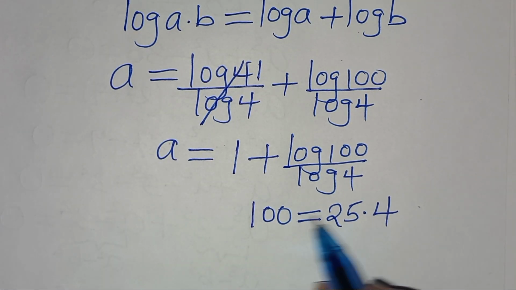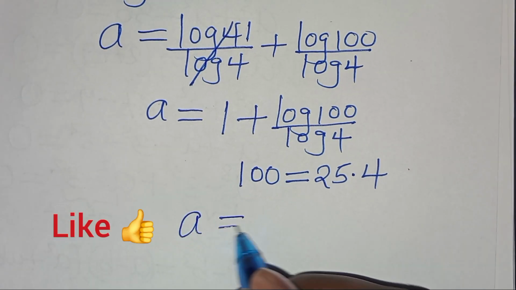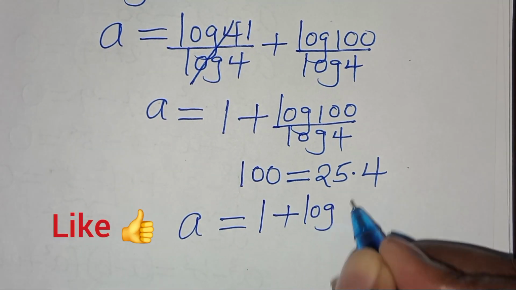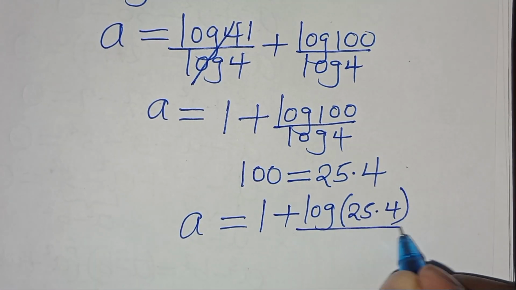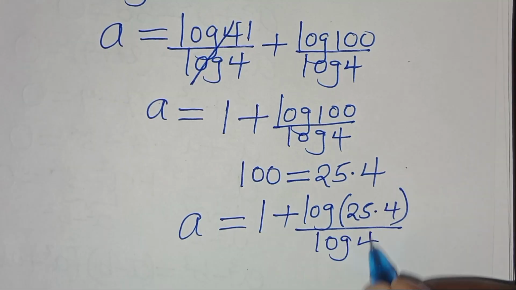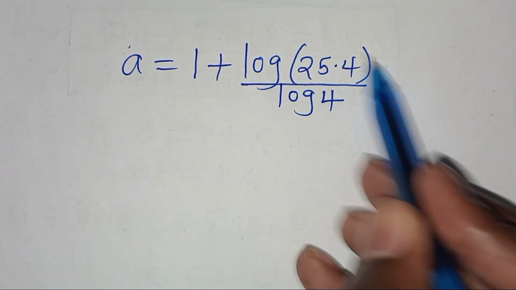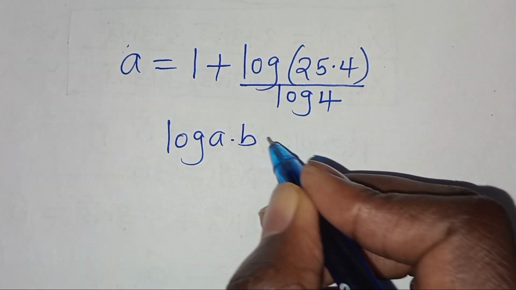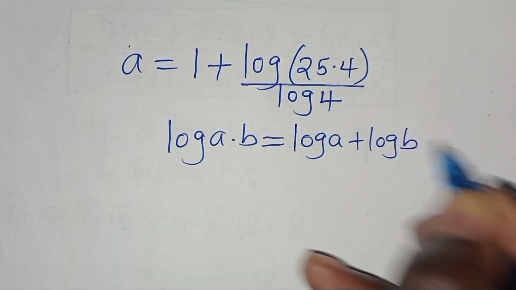So let's substitute this here. This is the same thing as a is equal to 1 plus log 25 times 4, all divided by log 4. Now we have log 25 times 4, which is in the form of log a times b, which we can express as log a plus log b.